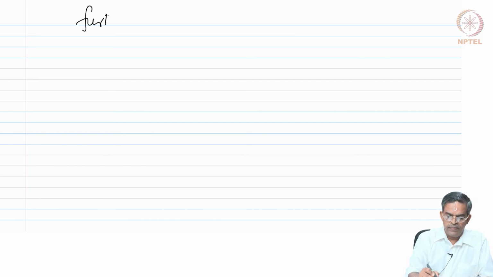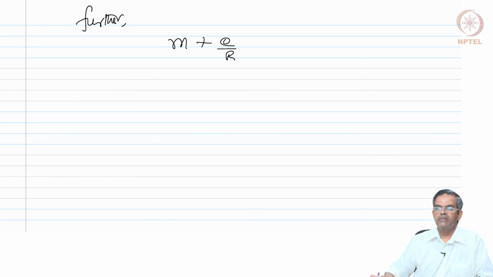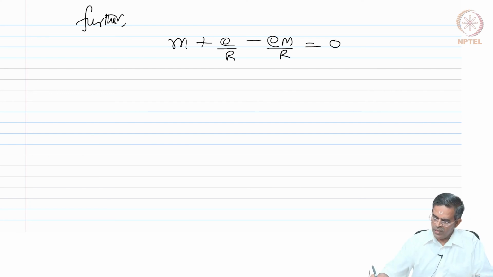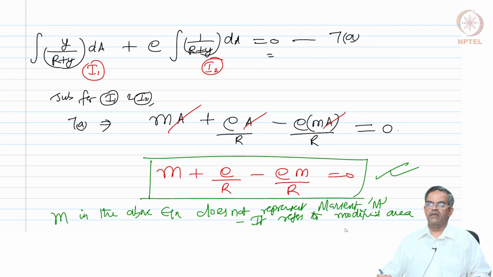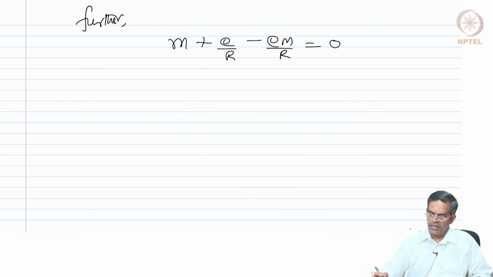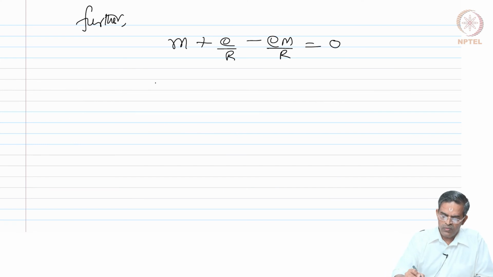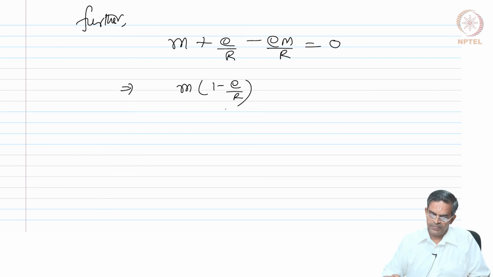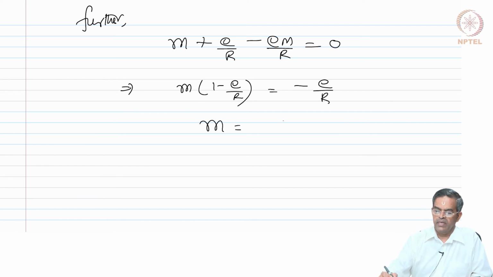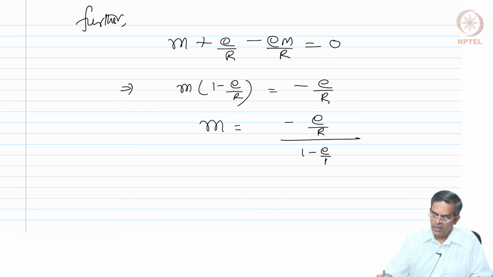further, m plus E by r minus Em by r is 0. We have this equation, no? Here, just see, same equation I am writing, m plus E by r, same equation I have rewritten. So, now we can also say m times 1 minus E by r is equal to minus E by r. So, m can also be said as minus E by r by 1 minus E by r. Can I say this?